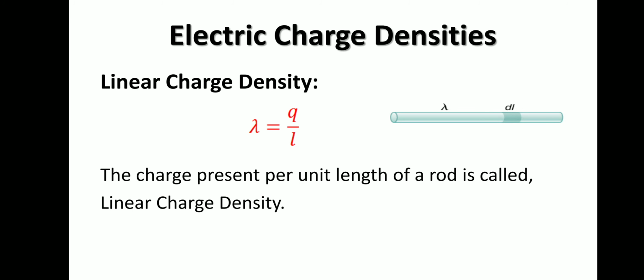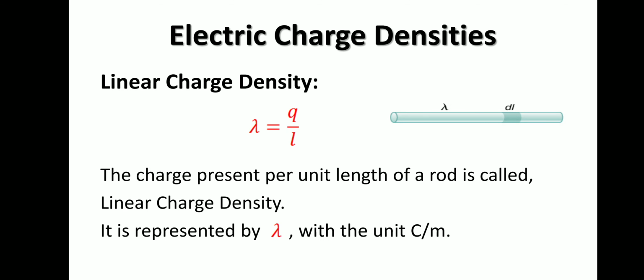The unit of linear charge density we can decide from here. The numerator is charge, the unit will be coulomb. The denominator is the length, the unit will be meter. So the unit will be coulomb per meter. And we can see here it is represented by lambda with the unit coulomb per meter. Moving ahead with the next charge density, which is surface charge density.